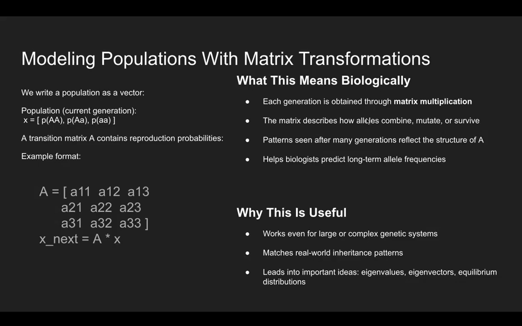Why this is useful: it works even for large or complex genetic systems. It matches real-world inheritance patterns and leads into important ideas like eigenvalues, eigenvectors, and equilibrium distributions.